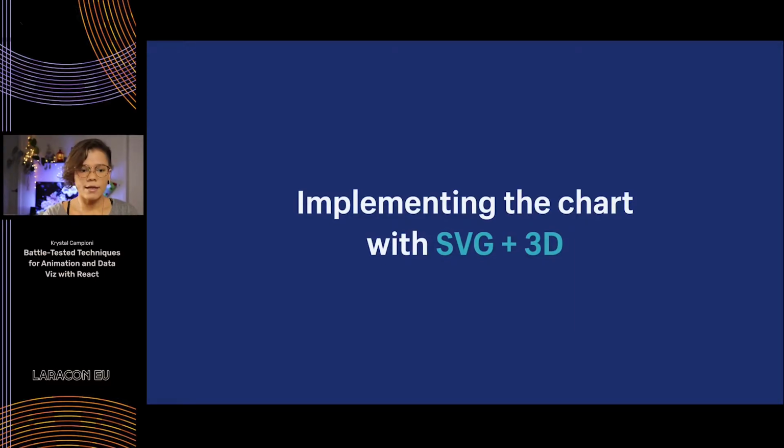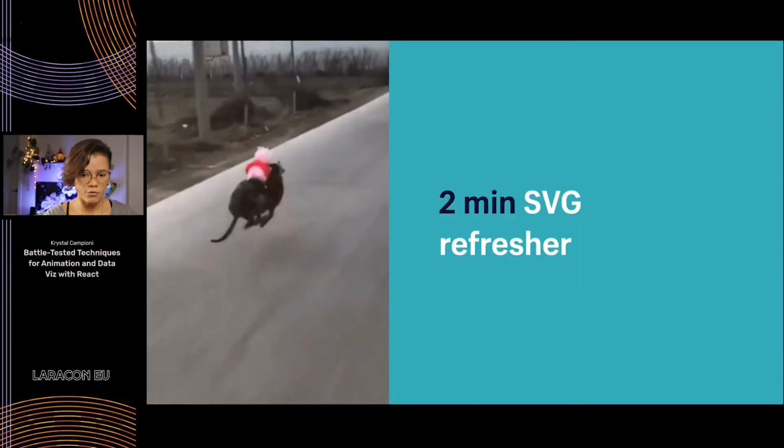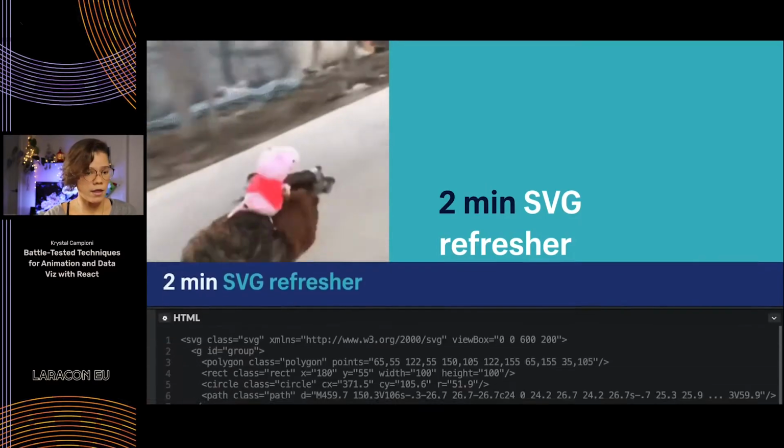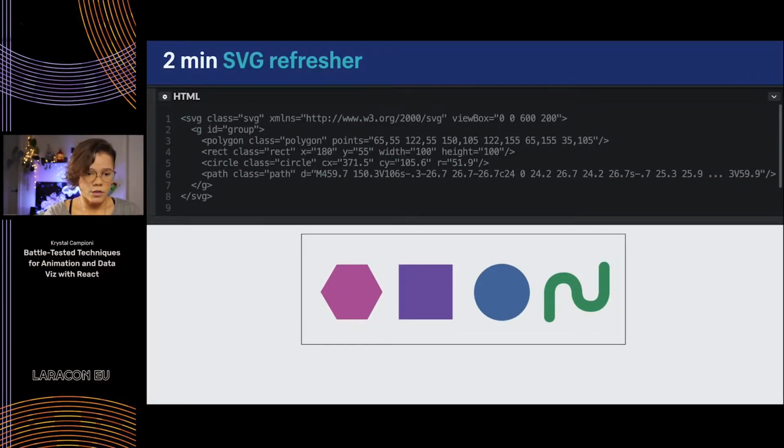So let's see how we can implement that with SVG and D3. But first, a really quick 2-minute SVG refresher. SVGs work really similar to HTML. You create a markup, a tag for SVG, and you define a view box. The view box is kind of like a window for looking into the SVG world.